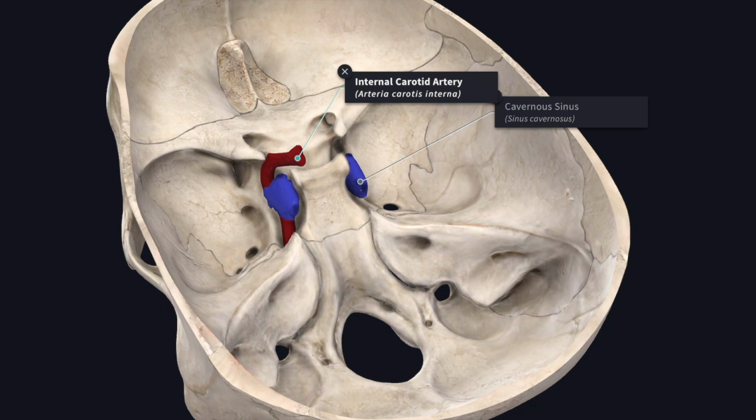Here you can see the internal carotid artery. It enters through the apex of the petrous part of the temporal bone, passes along the floor of the sinus, lodging in the carotid sulcus of the body of the sphenoid. So here you have the carotid sulcus. Then it turns upward and pierces the roof of the sinus through the carotidoclinoid foramen.